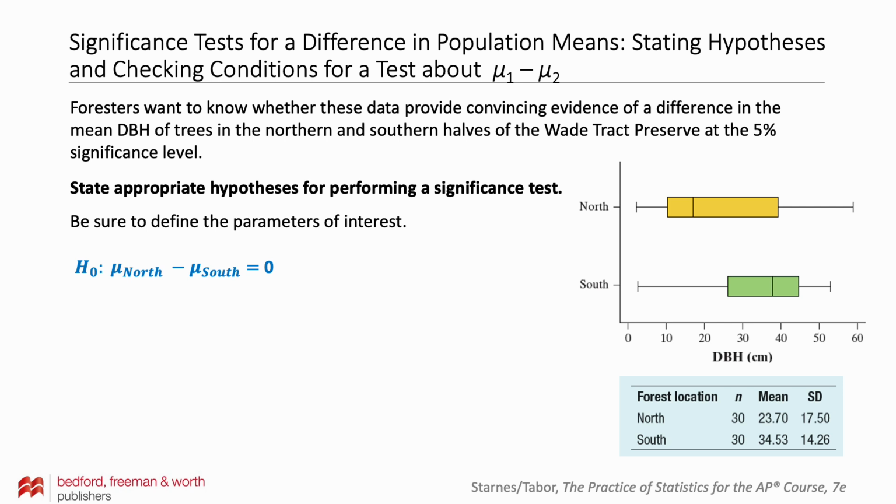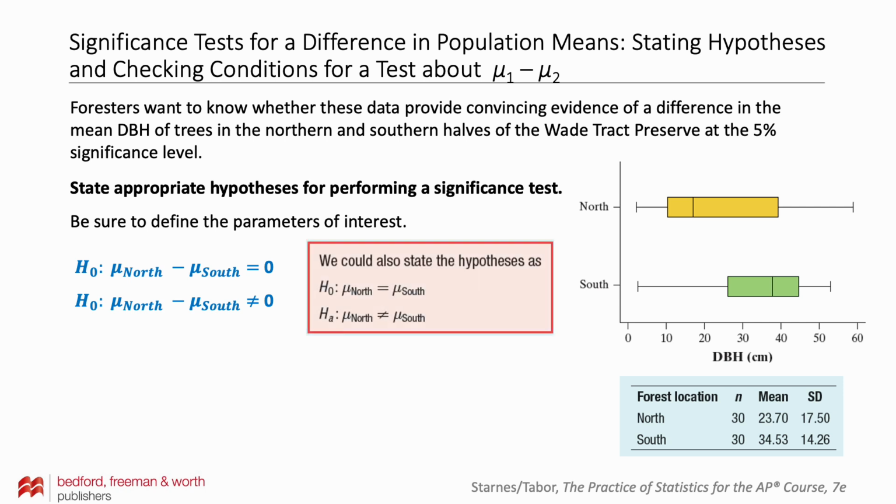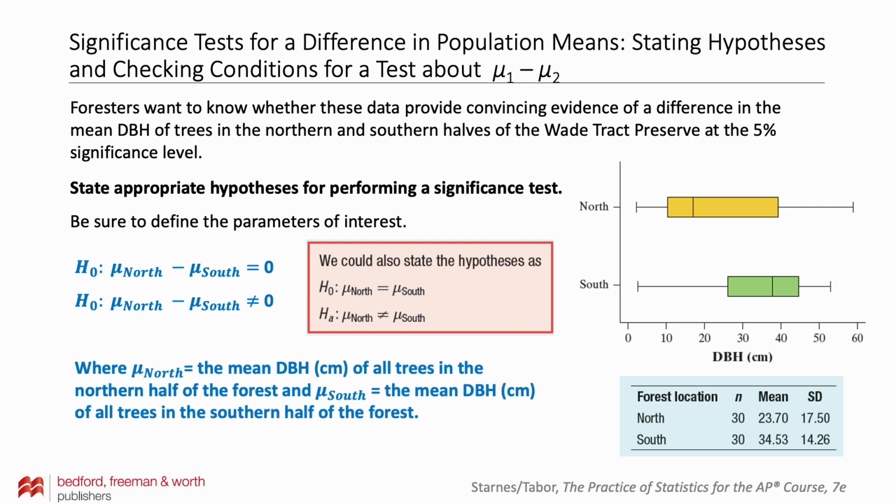Our null hypothesis is mu of north minus mu of south is equal to 0. That means that there is no difference between them. And then the alternative is that there is a difference, so not equal to 0. We do need to go ahead and state our parameters here. So mu of north is equal to the true mean DBH in centimeters of all trees in the northern half of the forest, and mu of south is equal to the true mean DBH in centimeters of all trees in the southern half of the forest.